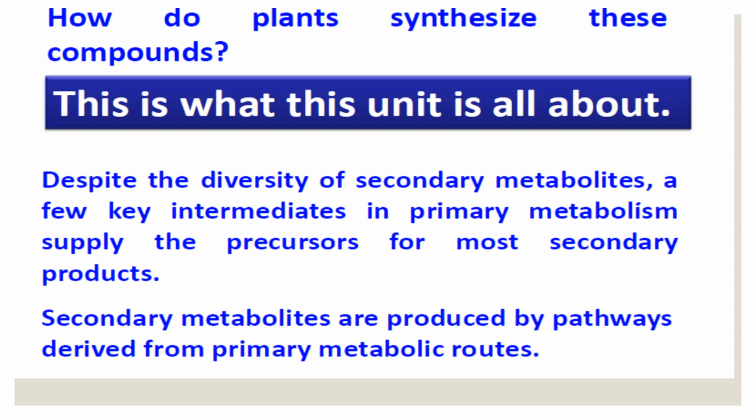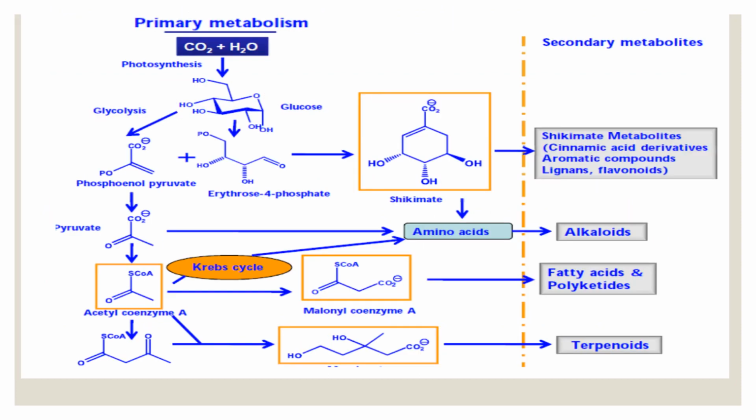Despite the diversity of secondary metabolites, a few key intermediates in primary metabolism supply the precursors for most secondary metabolites. This means that many secondary metabolites can be biosynthesized using an intermediate in primary metabolism. So secondary metabolites are produced by pathways derived from primary metabolite routes. Have a look at this. For example, in primary metabolism, carbon dioxide plus water, by the principle of photosynthesis, directly produce glucose. This glucose by glycolysis can give intermediates such as phosphoenolpyruvate and erythrose phosphate.